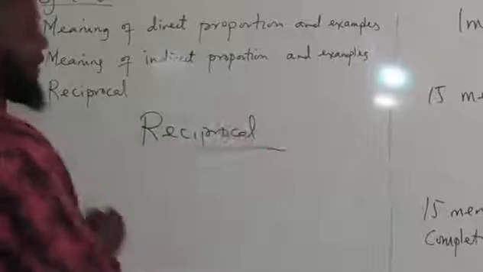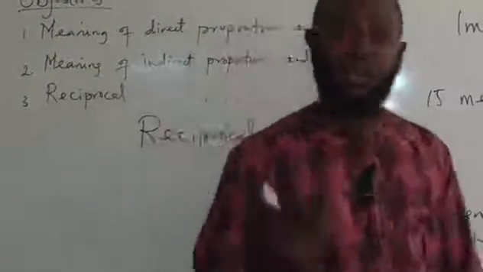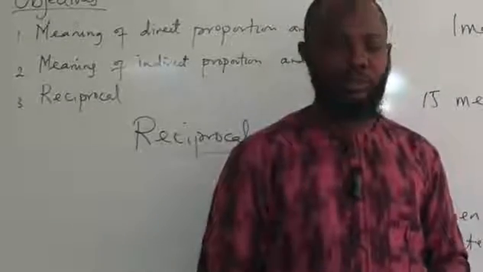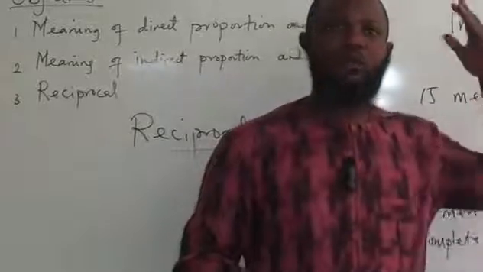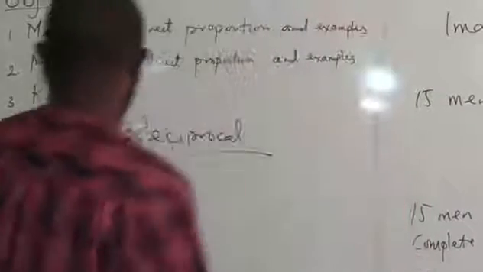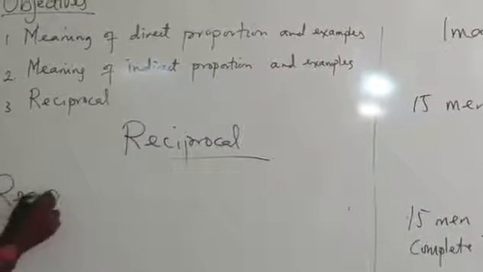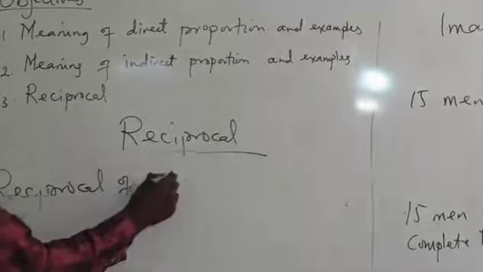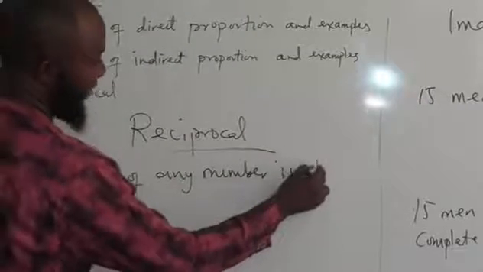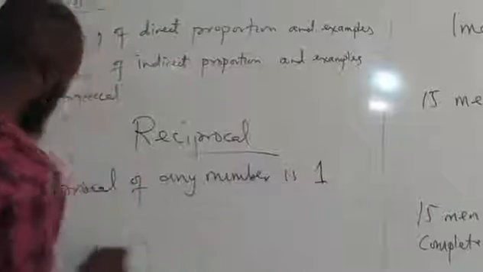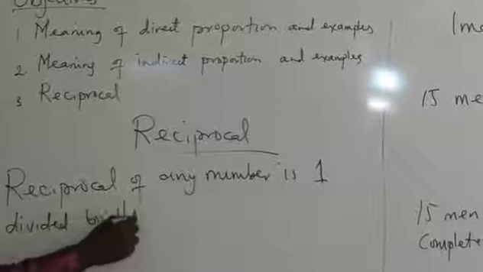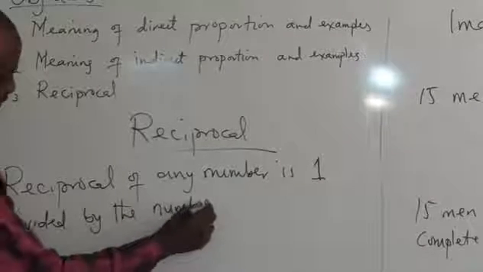Reciprocal. When we talk about the reciprocal of any number apart from 0, it is 1 divided by the number. Let me repeat myself again. The reciprocal of any number is 1 divided by the number.